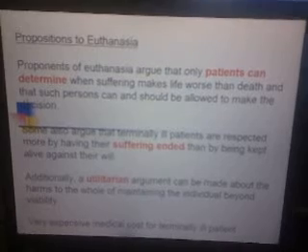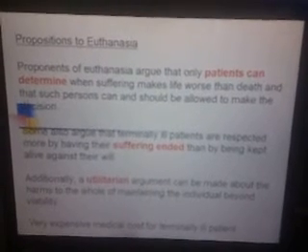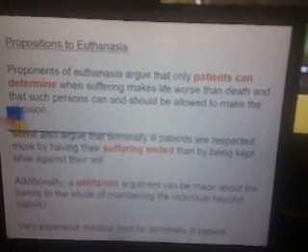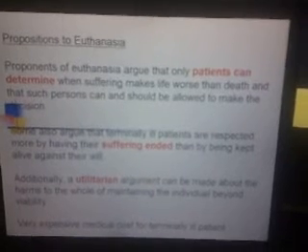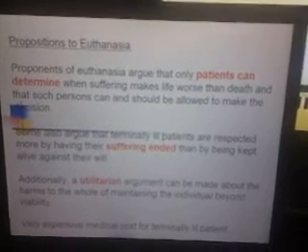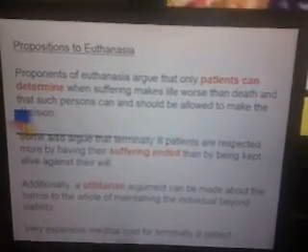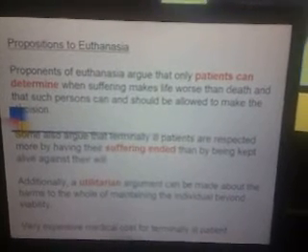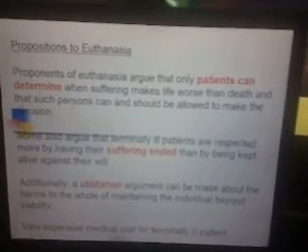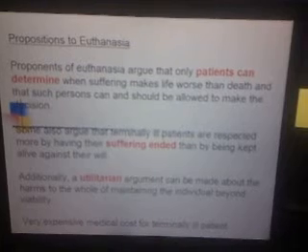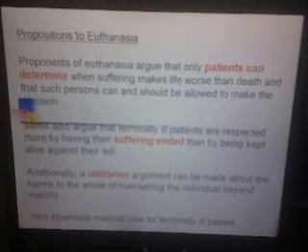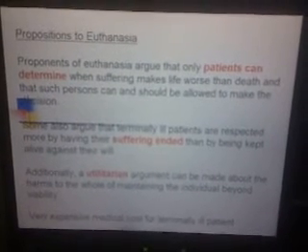Now, what are the arguments of the proponents of euthanasia? There may be people who say that euthanasia is useful. They will say that only the patients can determine whether they want to live or die, so it's not the family members, but the person himself. Other people also argue that terminally ill patients are respected more by having their suffering ended instead of being kept alive against their will. Say, for example, the person who is suffering is unconscious, so his family members feel that it's better to end his suffering.